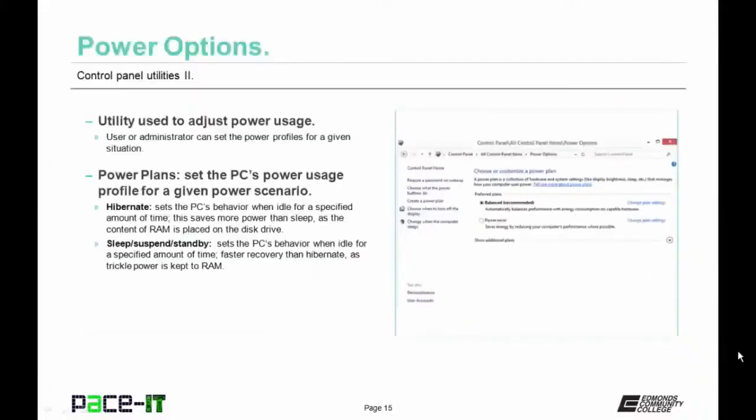Now let's discuss the Power Options utility. This applet is used to adjust power usage. The user or administrator can set the power profiles for any given situation. There are several different preset power plans. These set the PC's power usage profile for a given power scenario. Now let's discuss several of the behaviors that you can adjust.